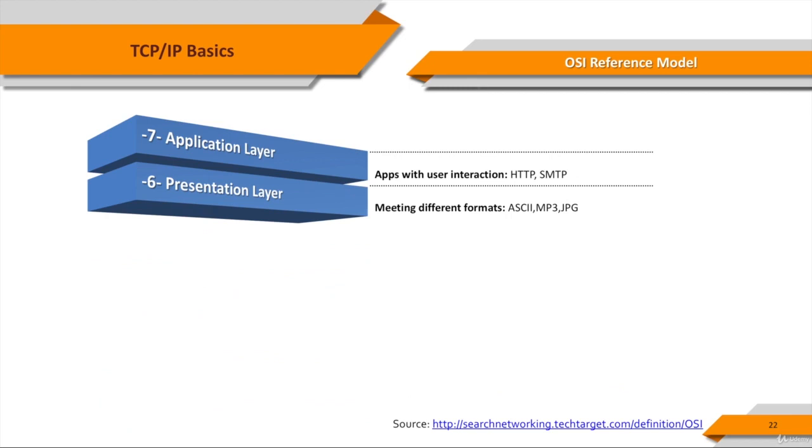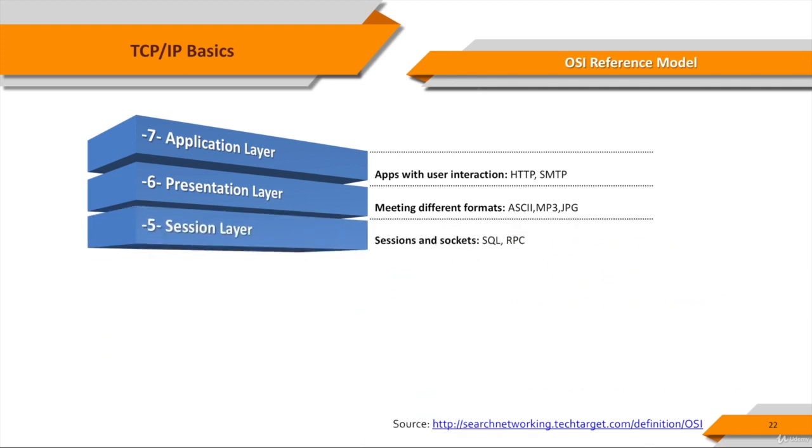Layer 6, the presentation layer. This layer is usually part of an operating system and converts incoming and outgoing data from one presentation format to another. For example, from clear text to encrypted text at one end and back to clear text at the other.